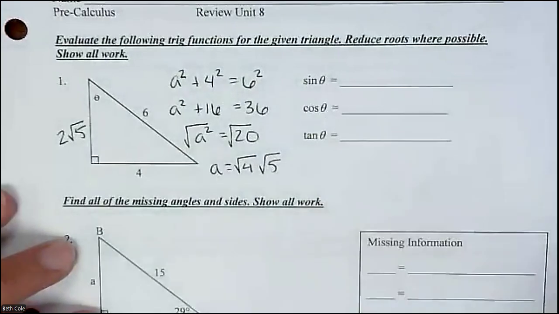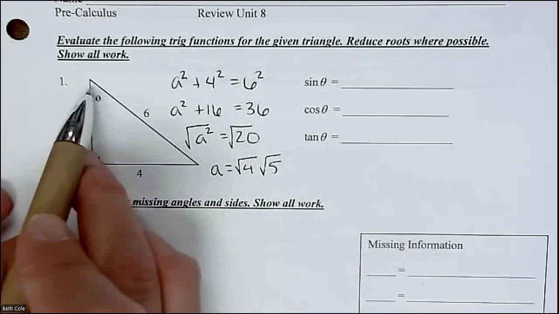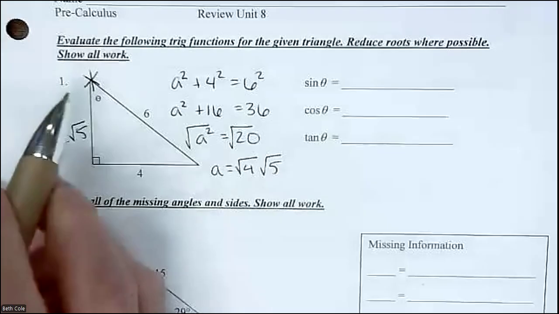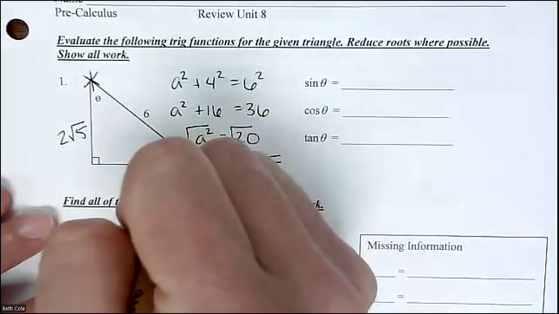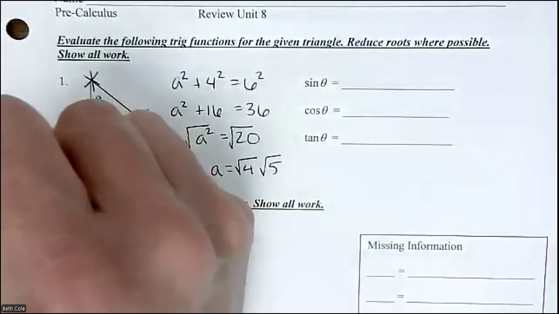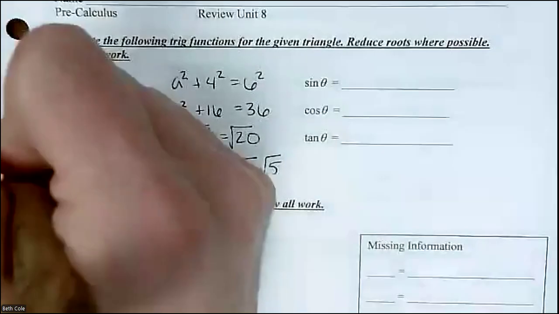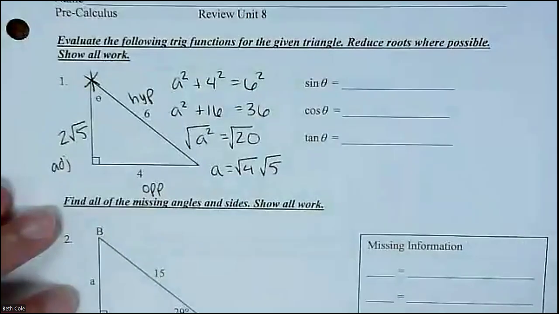Then you're going to list out your sine, cosine, and tangent. Do you see how your theta, this little Easter egg looking thing, is right here? This is your point of view. This is like you are here. So that means 4 is the opposite. And then your 2 square root of 5 is what? That's adjacent. And 6 is hypotenuse.